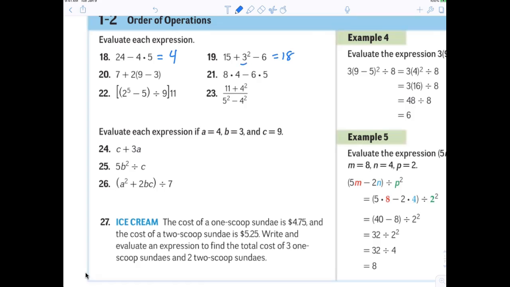All right, 3 squared is what? 9, right? 15 plus 9 is 24. 24 minus 6, 18. Good with that?